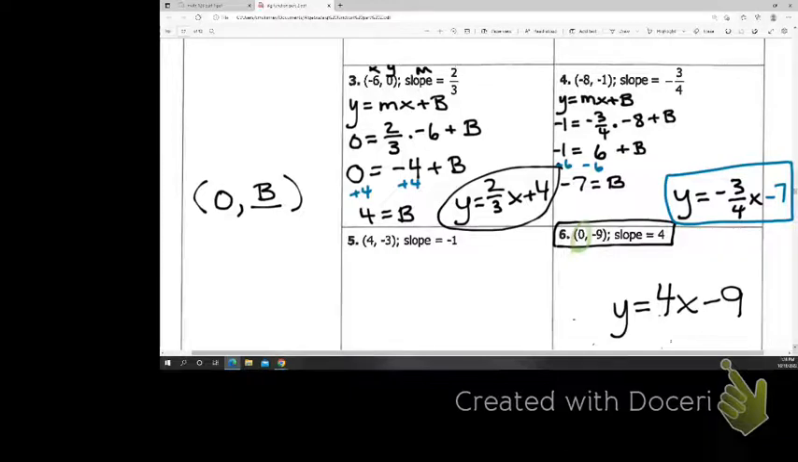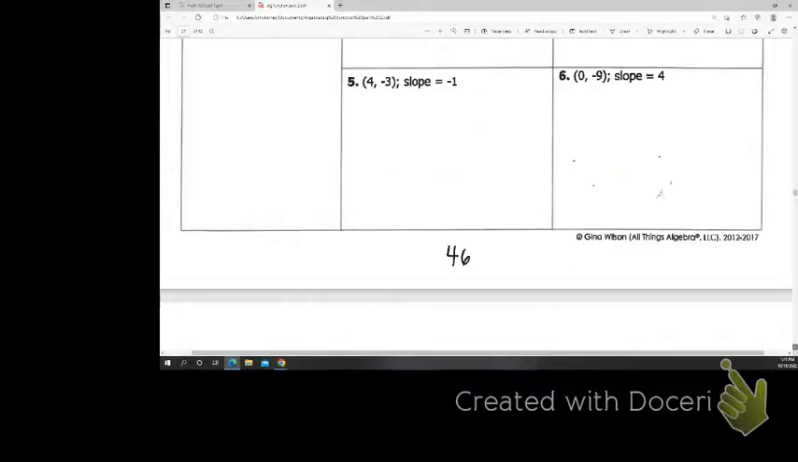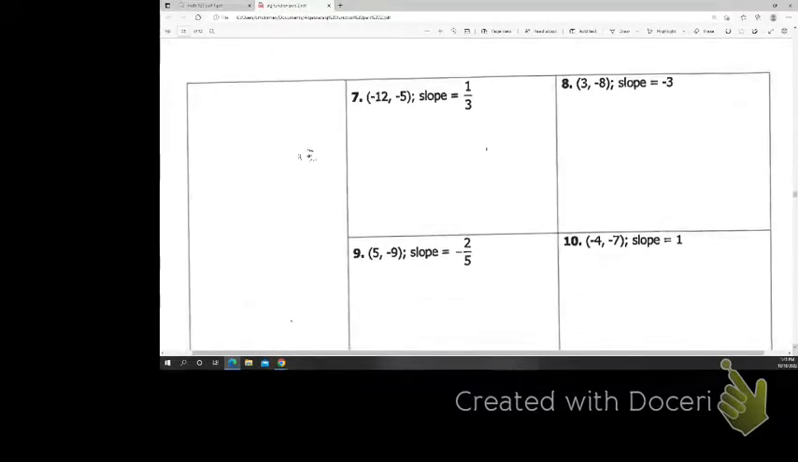Let's turn the page and let's see. I see one that has a slope of 0. That's something a little bit different. We've also had mostly fractions. So let's look at one where we actually have a whole number as the slope. So I'll start there with number 8.